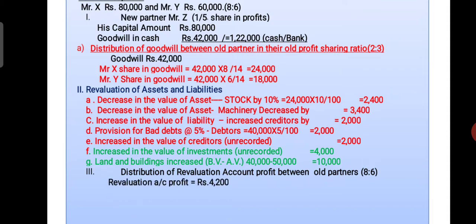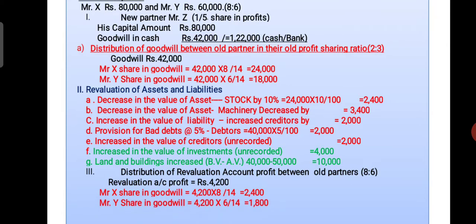See, the revaluation profit is 4,200. This 4,200 can be distributed between the two partners according to their old profit sharing ratio. Mr. X's share in the profit is 4,200 into 8 by 14. Here you will get 2,400. And Mr. Y's share is 4,200 into 6 by 14. You will get 1,800.